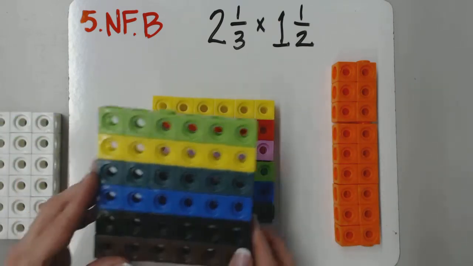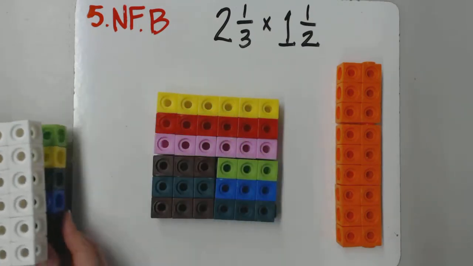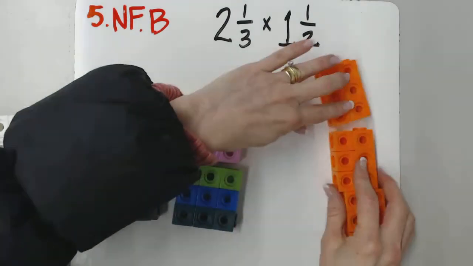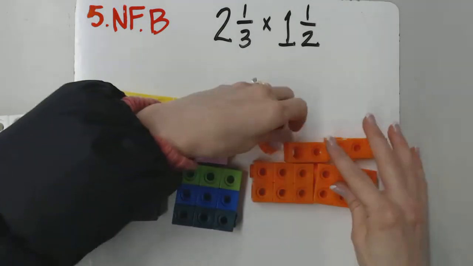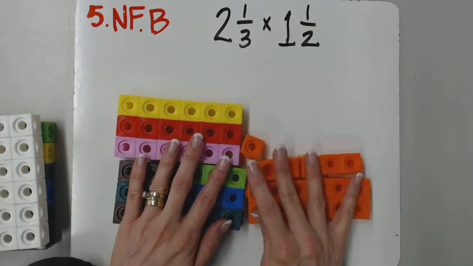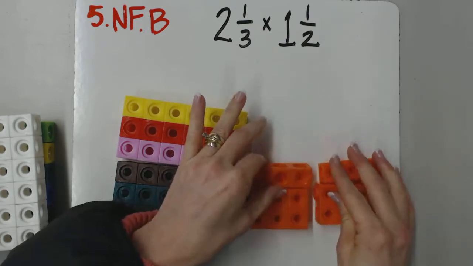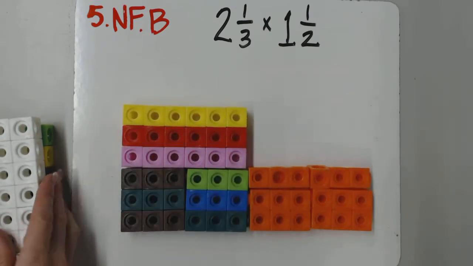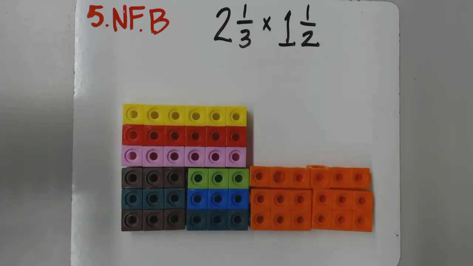So now I have 1, 2, 3 of those units of 1, and then I also have this piece over here, which if we rearrange them, we can see that we can build another half of that unit. So putting them all together, we end up with 3 and a half units.